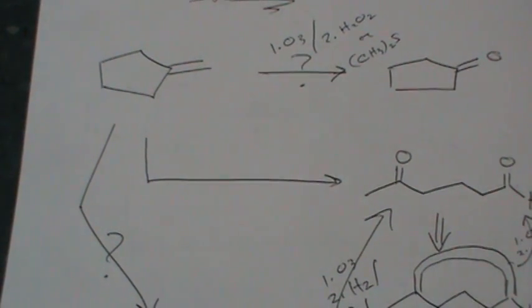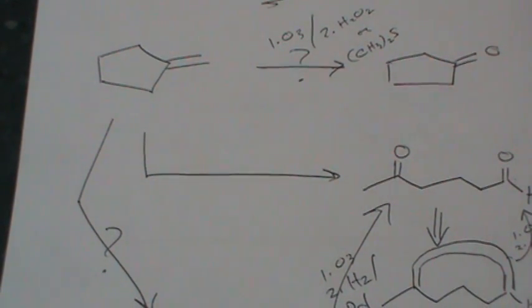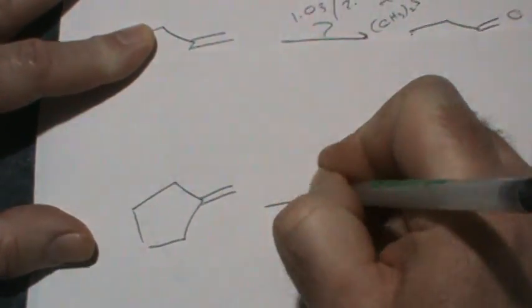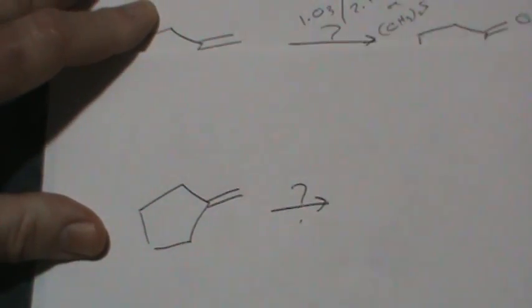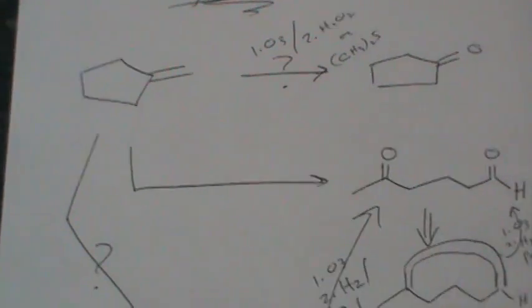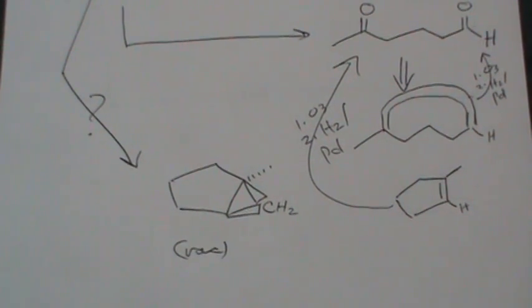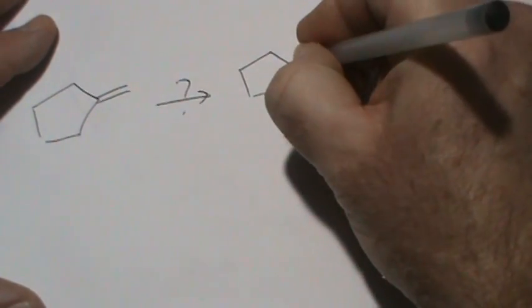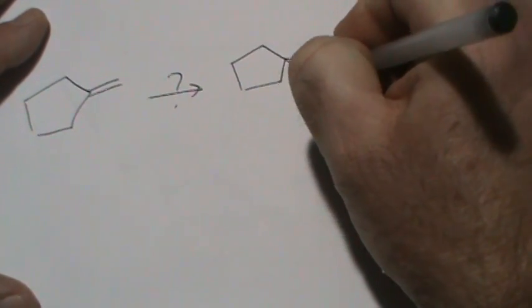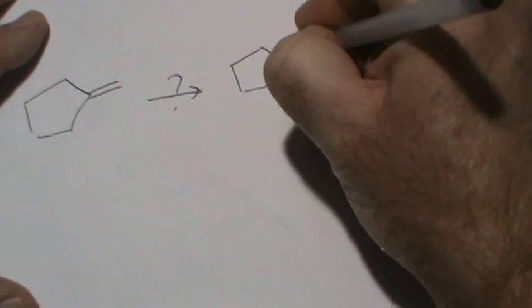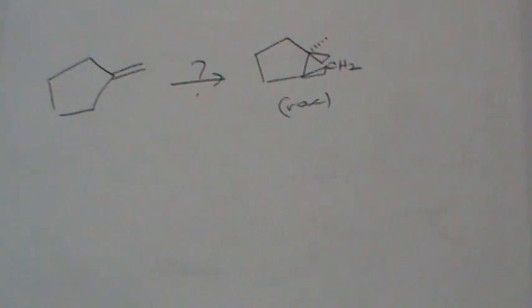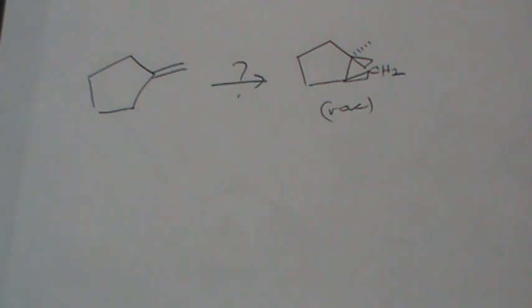Let's look at this next synthesis. I'm going to redraw it. This page has now gotten a little bit messy, so let's go ahead and redraw this over here. I'm asking the question, how can I start with that alkene and make this product right here as a racemic mixture? So there it is. That's the synthesis I'm trying to accomplish.